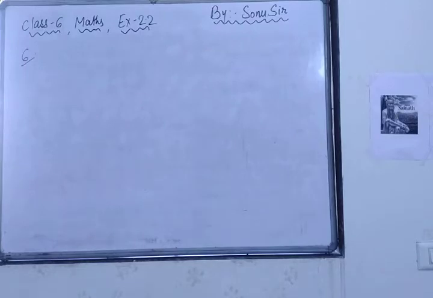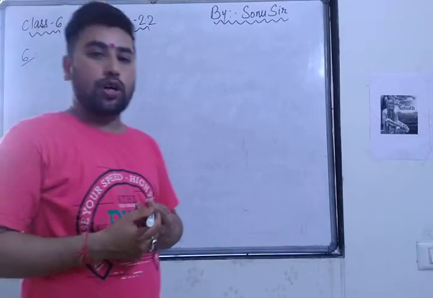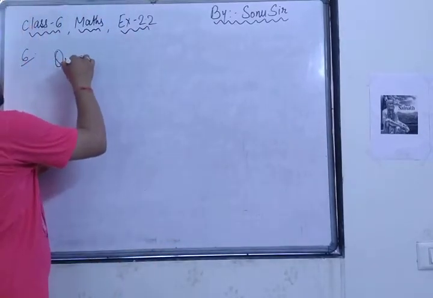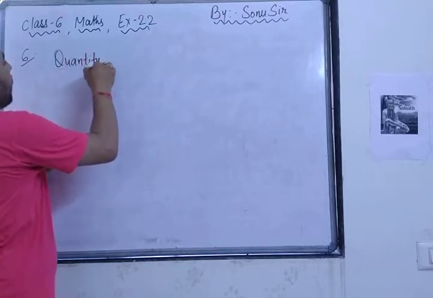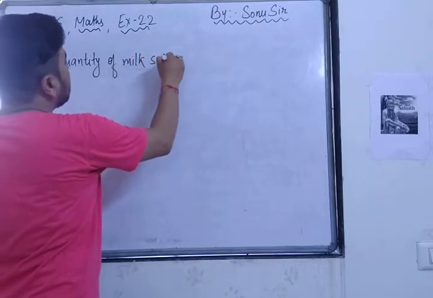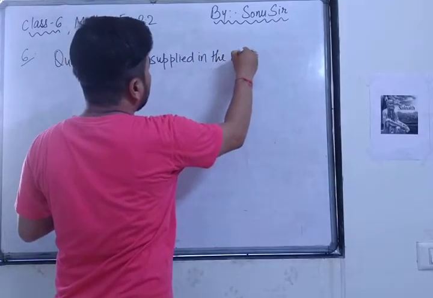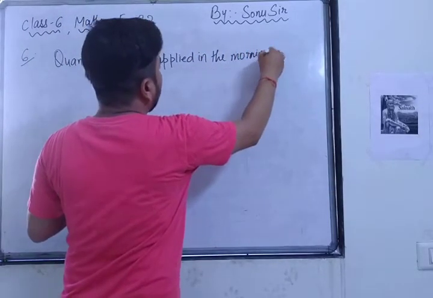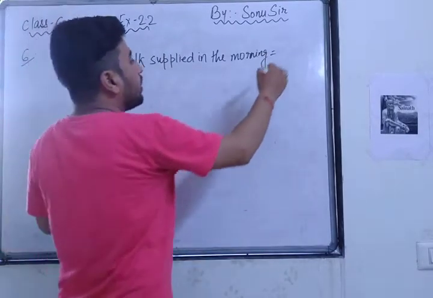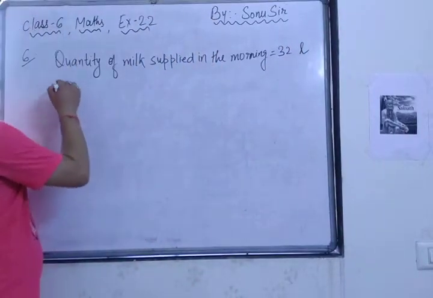I hope all of you have taken. So the quantity of milk supplied in the evening and in the morning we have to write. Quantity of milk supplied in the morning is equal to how much? It's 32 liters.